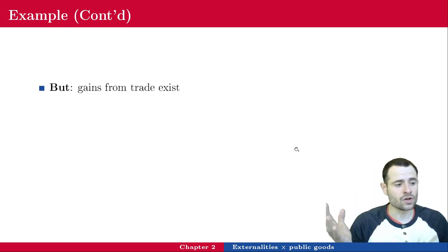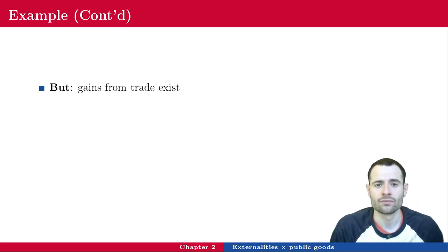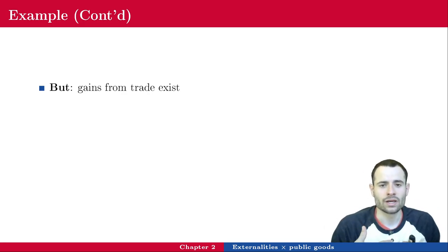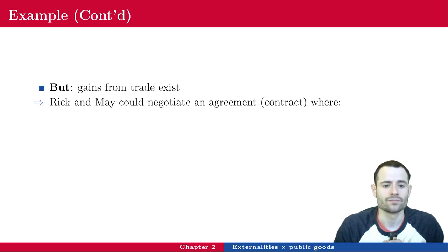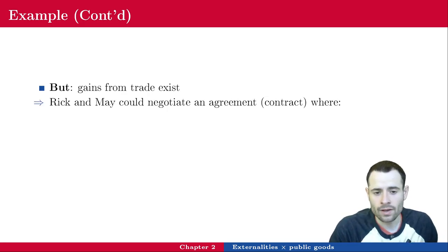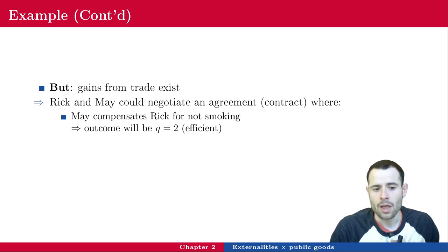So, it turns out that gains from trade exist. May and Rick might be able to reach some sort of agreement that will make somebody better off without making the other one worse off. Rick and May, for instance, could negotiate an agreement, some sort of contract, where May compensates Rick for not smoking. So May tells Rick, hey, I'm going to pay you some money, and in exchange, you don't smoke 4 packs of cigarettes, you only smoke 2, which is efficient.